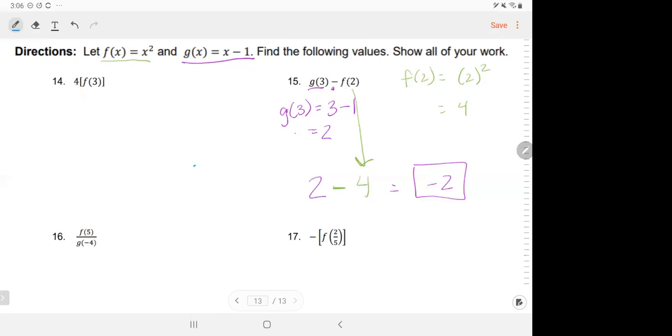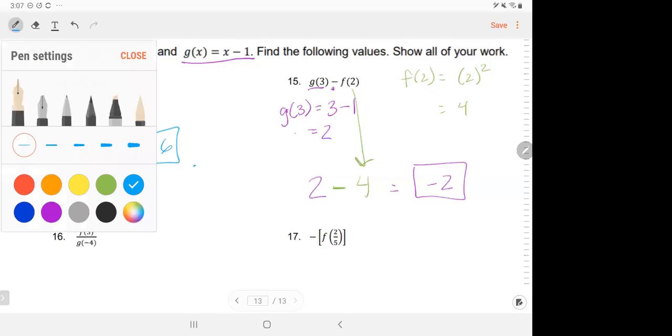So let's try another one. This is saying 4 times f of 3. F of 3 is just going to be plugging in 3 for this x right here. So 3 squared. And now I'm first going to do the 3 squared. So 4 times, I know 3 squared is just 3 times 3, which is 9. And 4 times 9 is 36.